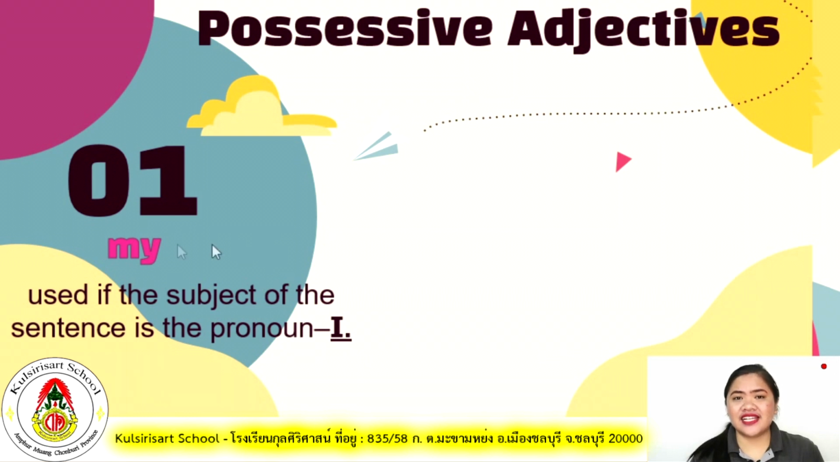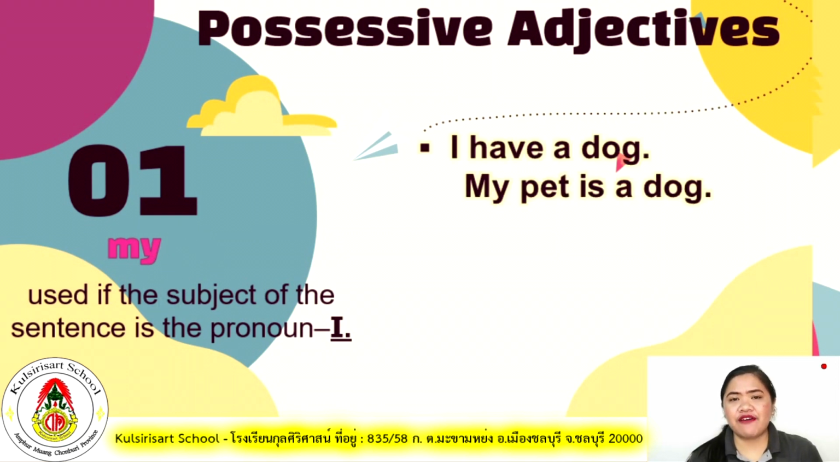Okay, my is an example of possessive adjective. But it is used if the subject of the sentence is the pronoun I. Again, when the subject is I in the sentence and you need to use possessive adjective, you will use the word my. For example, I have a dog. So, if you are going to use the possessive adjective, you are going to use my.